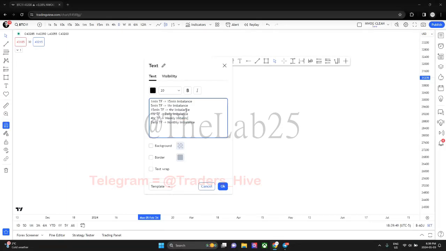Of course, after it's recorded, you can fast forward, you can skip, whatever you'd like. So yes, this is the sequence that the algorithm refers to, right? 1 minute high or low, 15-minute imbalance. 5-minute high or low, 1 hour imbalance. 15-minute high or low, 4 hour imbalance. 1 hour high or low, daily imbalance. Then 4 hour high or low, weekly imbalance, daily time frame high or low, monthly imbalance.